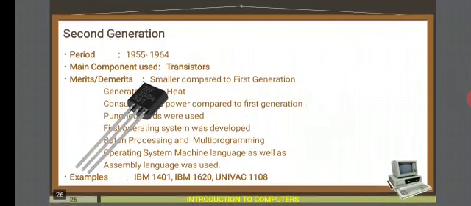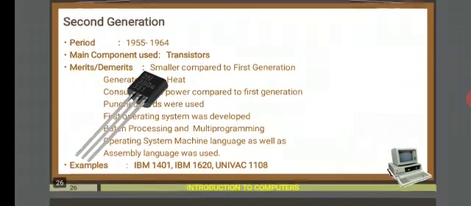And also here, what are the demerits? It also generates more heat, and it consumed less power compared to first generation. So it was not so low in power consumption, but it consumed less power. Then punch cards were used. Then the first operating system was developed in this second generation only. The first OS was developed.